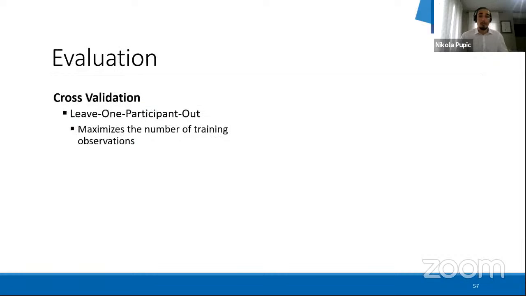To validate and evaluate our models, we decided to use a leave one participant out cross-validation to maximize our number of training observations. This means that we used all the data except for the held out participant for training purposes, and then tested the model on that participant that was held out.